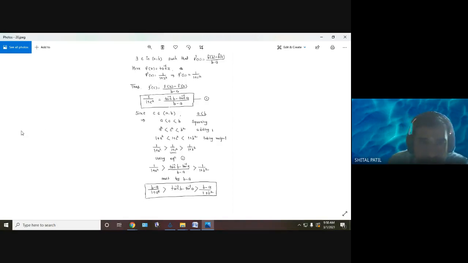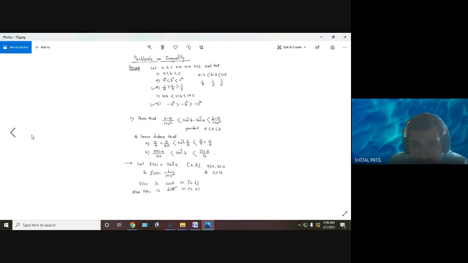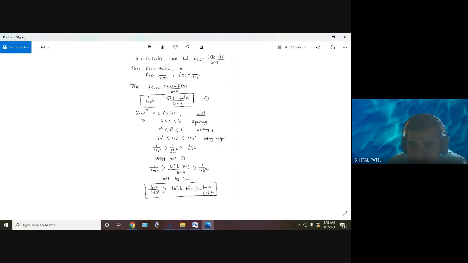Okay. Now, see, the question is to prove B minus A divided by 1 plus B square, B minus A divided by 1 plus A square. So the question contains 1 upon B square, 1 upon A square. So these two terms are required, and fortunately we have 1 upon 1 plus C square in equation number 1. Therefore, the relation between A, B, C is obtained in this way. A is less than C is less than B. C lies between A and B. Therefore, C will be between A and B in the inequality.